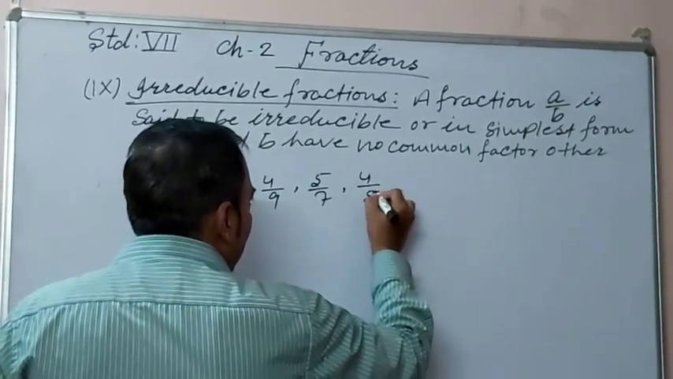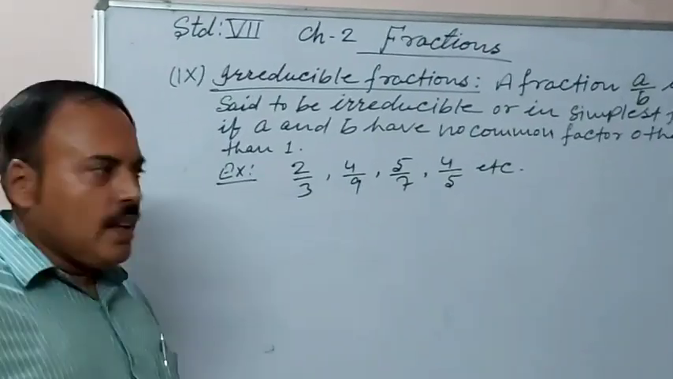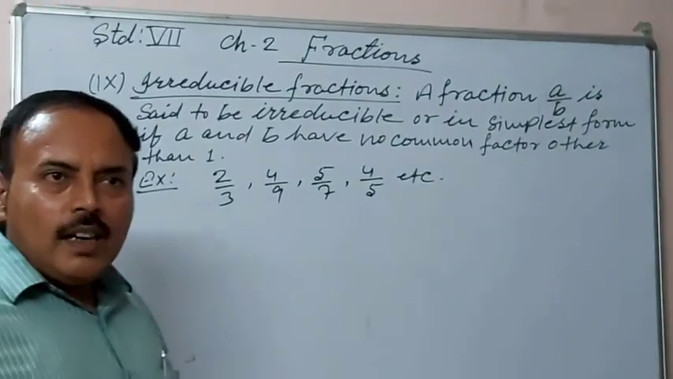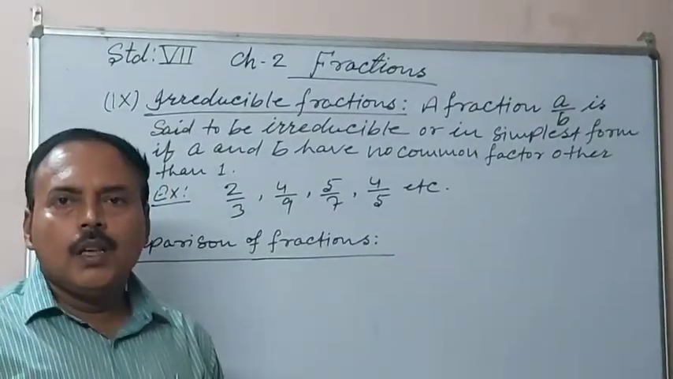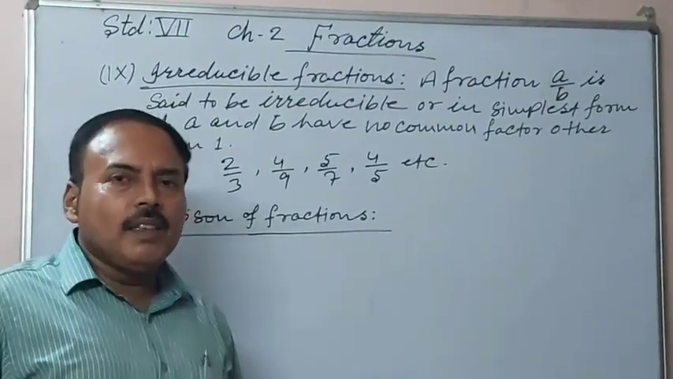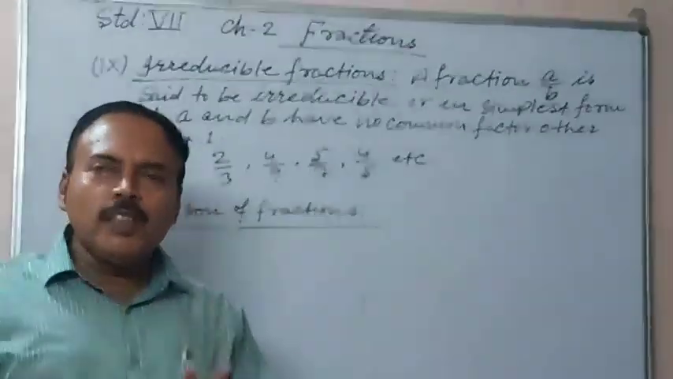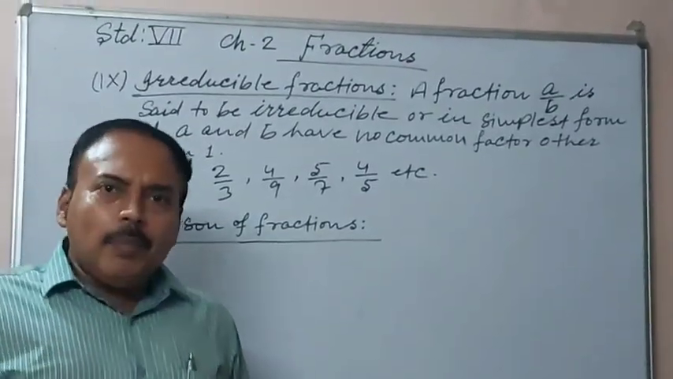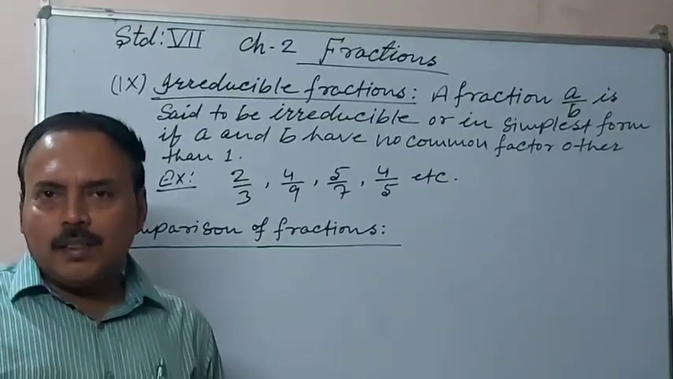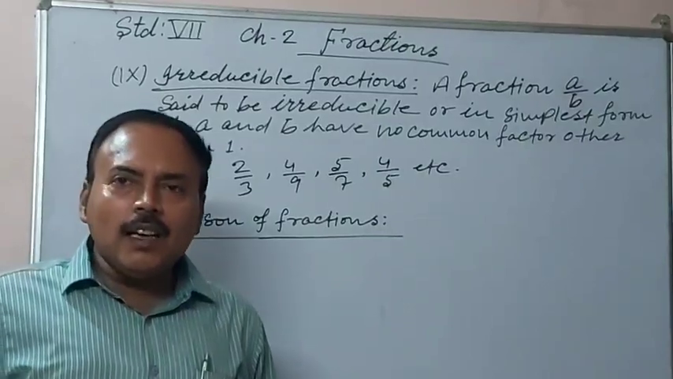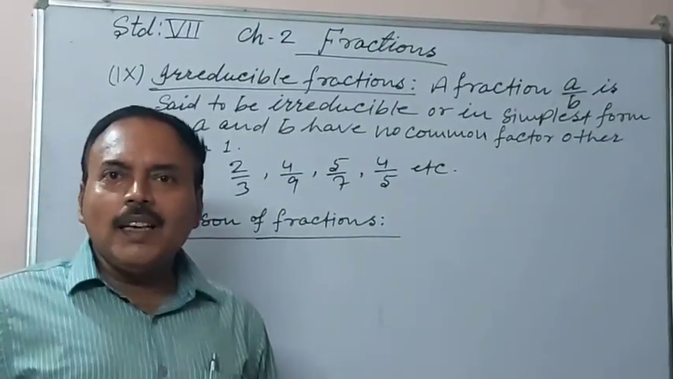4 by 5, etc. These are irreducible form. Next, we are going to learn the comparison of fractions. Under this topic, comparison of fractions, there are two types of comparison. First of all, we shall apply the comparison for only two fractions by cross multiplication method. And after then we shall learn the comparison of more than two fractions by another method.